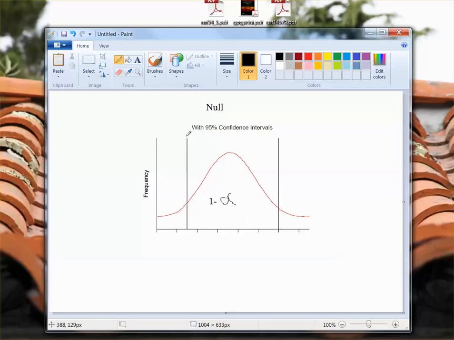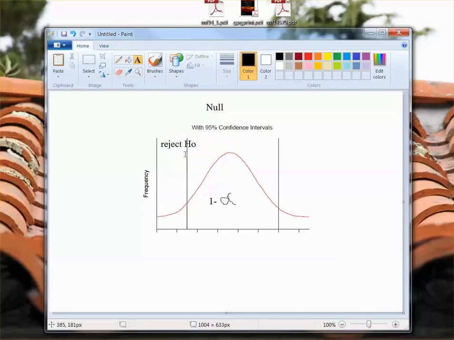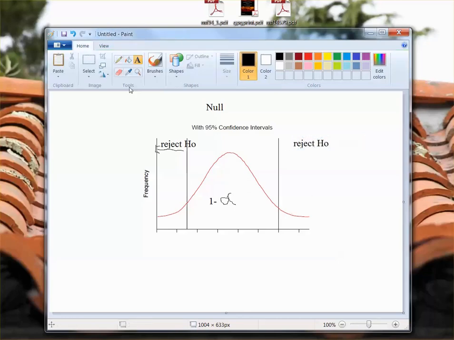And if the differences in our group means fall out here to the left, we're going to reject the null, right? We're going to do that if it falls out here into this region and anything out here to the left, because our differences are greater than what we would expect by sampling variation. Same is true out here to the right. We're also going to reject the null if our test statistic is out here to the right.